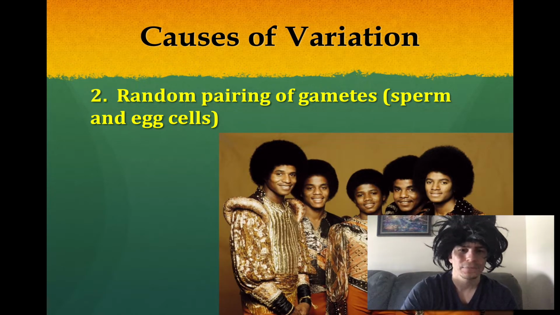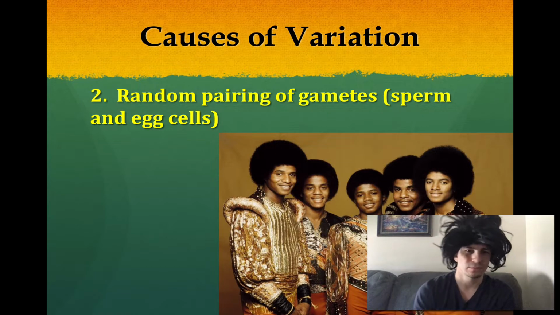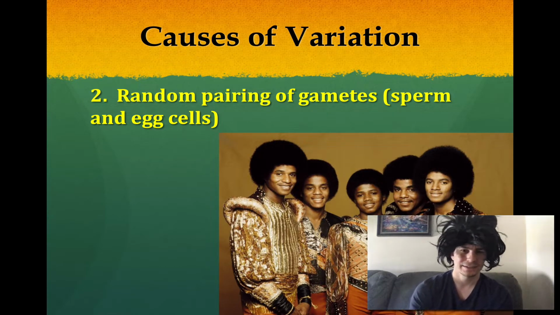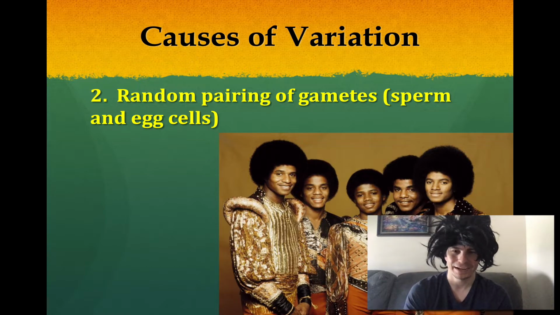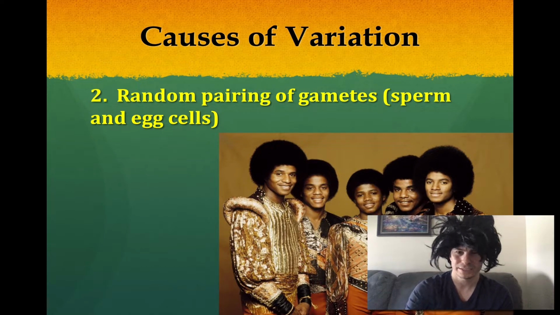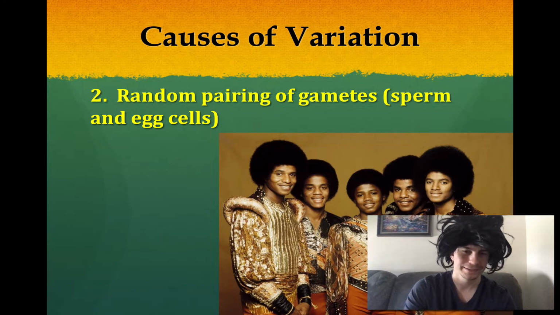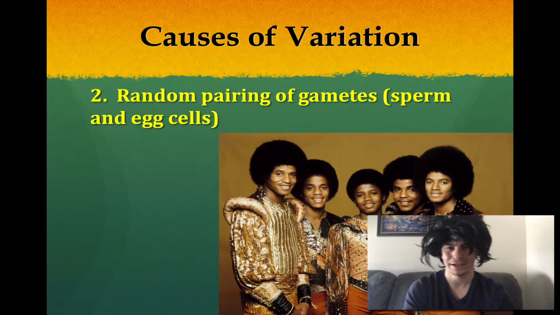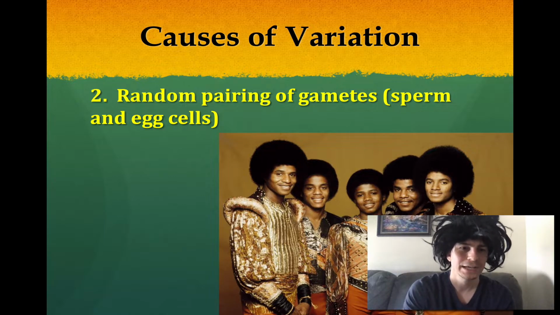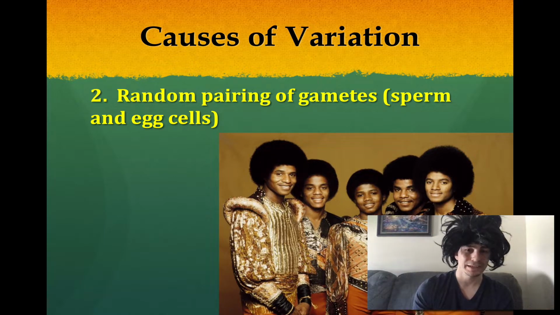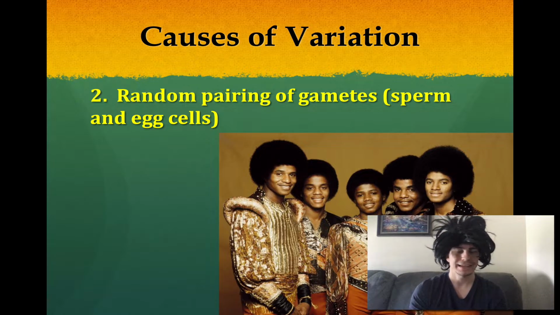Okay. Another thing is random pairing of gametes. If you know who these people are, they're the Jackson 5. That's probably before your time. You probably know the song though. Michael Jackson, he's in the middle there. That's the Jackson 5 from back in the day. They sang the ABC song. But anyway, they were all brothers, and I know the hair kind of looks the same, but that was the time. If you look at their faces, they all look different. So the gametes are not going to be the same for the same parents, okay?